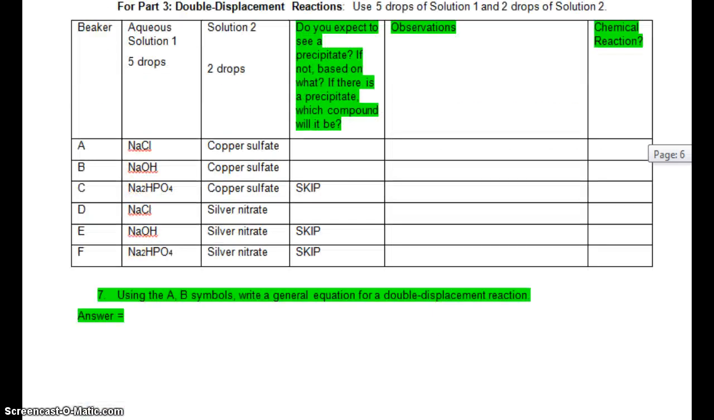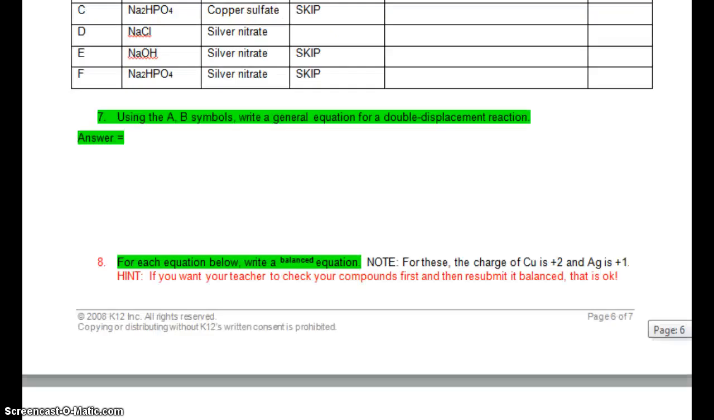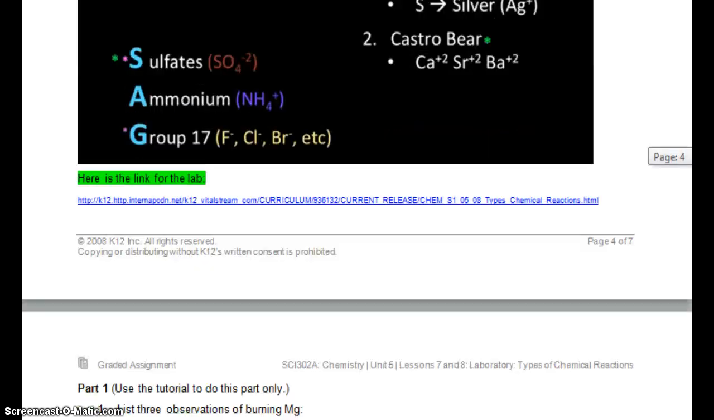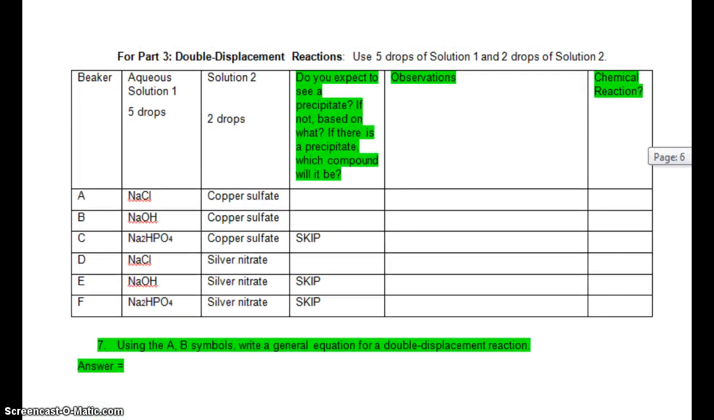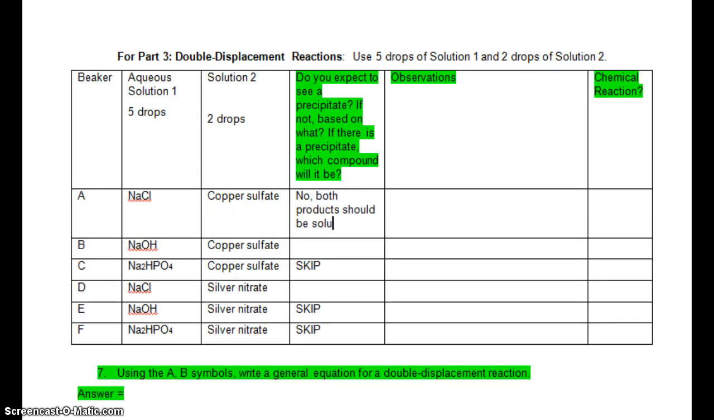All right, and then our other one is copper with chlorine, copper chloride, CuCl. So let's look up here. Here's Cl, and we need to find it with copper. All right, right here. Is it going to be a precipitate? Nope. So we can put that in our prediction. Do you expect to see a precipitate? No. Both products, or both the chemicals that we are producing, should be soluble. Or in other words, they should dissolve.